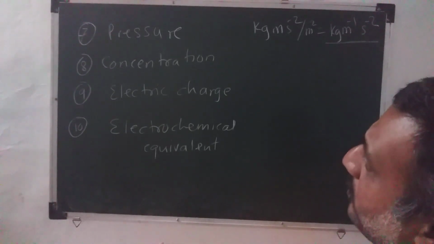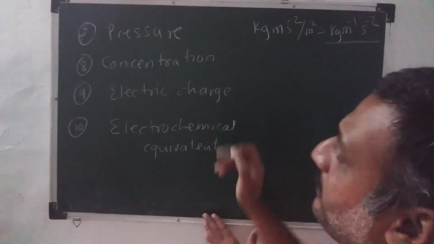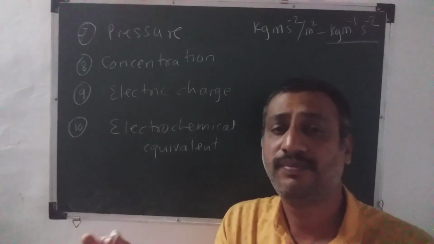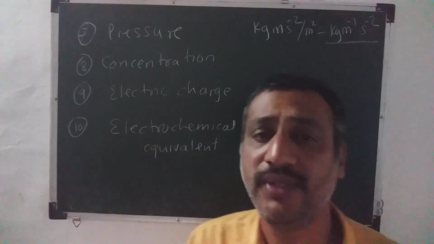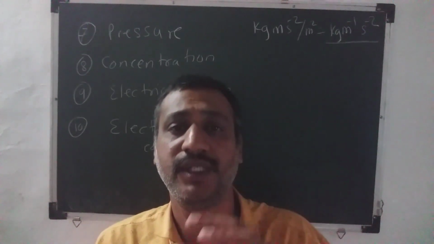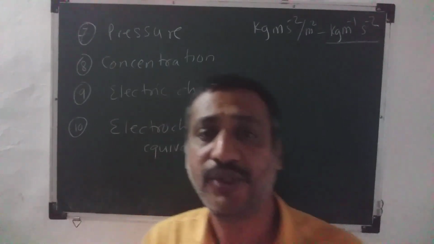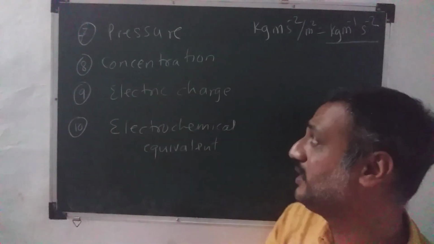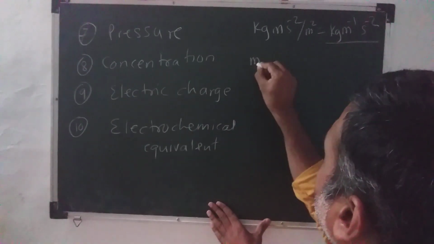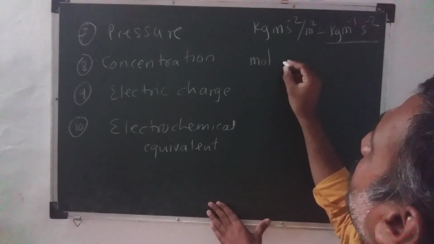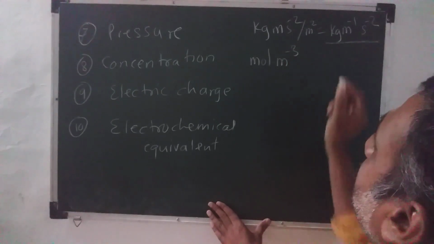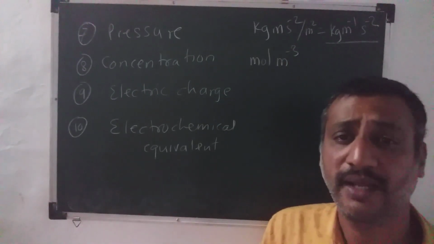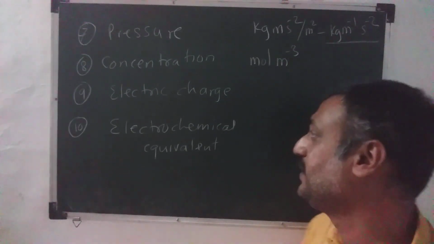Then concentration. Concentration is nothing but mole per liter as its unit. Concentration in chemistry, very commonly we use amount of substance per unit volume. That is nothing but the concentration. So amount of substance is measured in mole, and per unit volume is the meter cube, that's why it's mole into meter raised to minus 3.